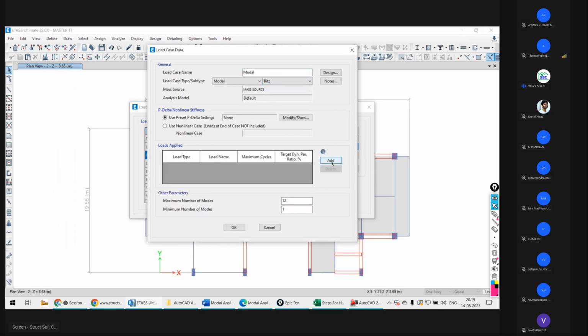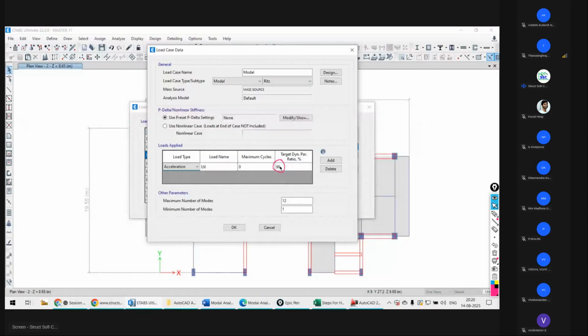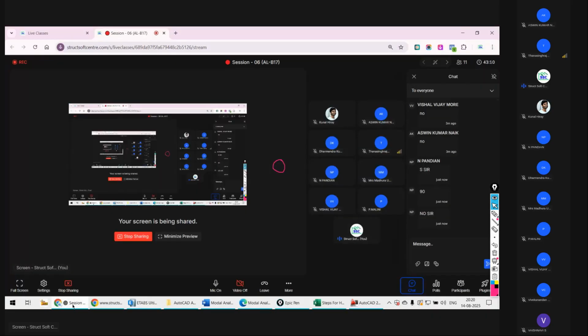Now, here I need to add what load pattern, that will be acceleration in X direction, and target dynamic participation ratio. We are targeting a 99% mass participation ratio. Yes or no? कितना कंसिडर करना है हम लोगों को, 99. Okay, if you are getting 100%, so what problem? Code is saying that you should consider a minimum of 90. कम से कम 90% तो मास पार्टिसिपेशन होना चाहिए लोड को रेजिस्ट करने में. So code is saying the minimum limit. If you are getting 100%, will there be any problem?